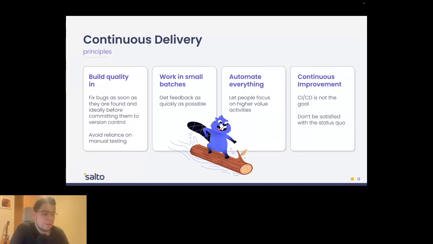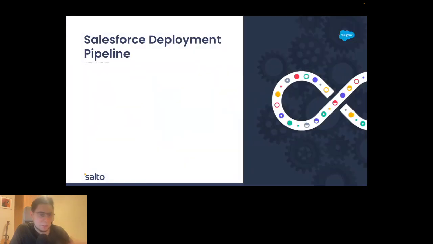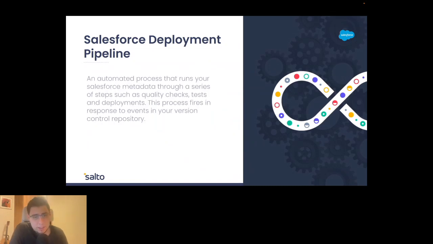Okay, so one of the principles or concepts that emerge from the continuous delivery movement is the concept of a deployment pipeline. And I have found that this concept doesn't really translate too well in the way that we develop in Salesforce. So I modified it a bit and just renamed it as a Salesforce deployment pipeline. But really what it is, is an automated process that runs your Salesforce metadata through a series of steps, such as quality checks, static code analysis, tests, and eventually deployments. And this process fires in response to events in your version control repository where you have your Salesforce DX project.